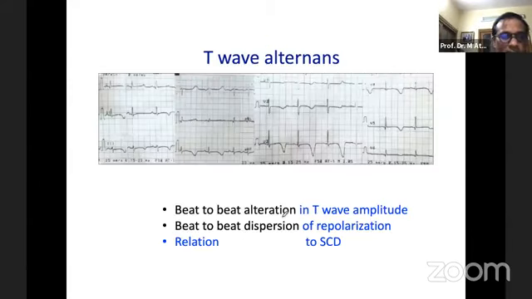So there is another type of T wave abnormality, that is the T wave alternans. You can see this is the amplitude of the T wave, this is the amplitude of the T wave, this is the amplitude of the T wave. There is beat to beat alteration of the T wave amplitude, and that indicates beat to beat dispersion of the repolarization of the myocardium. And this is one of the arrhythmogenic factors and is many times related with sudden cardiac death. So this is another example of the T wave abnormalities.